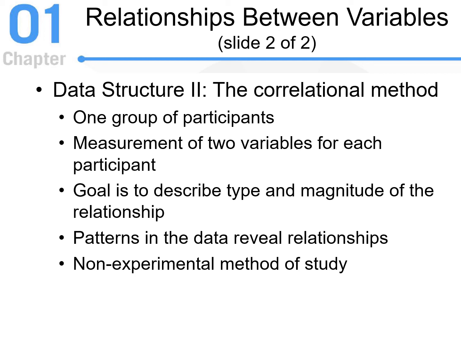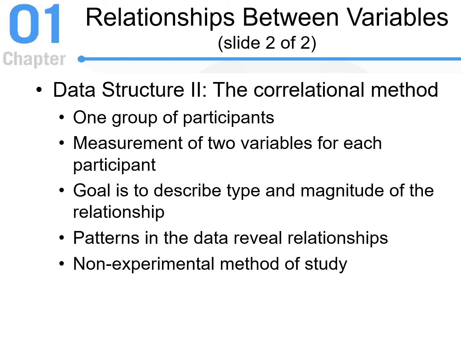When I'm looking at correlation, I have at least two variables for each participant. So I have to have two measures for each participant at minimum to do a correlation. The most common one you've probably heard a million times is height and weight. So what's the correlation between height and weight? Well, you have two variables, height and weight, and we know that those two variables are positively correlated. So as one increases, the other increases, or as one decreases, the other decreases.